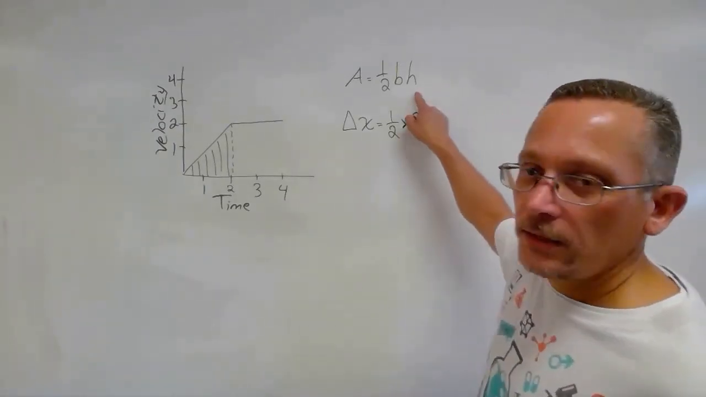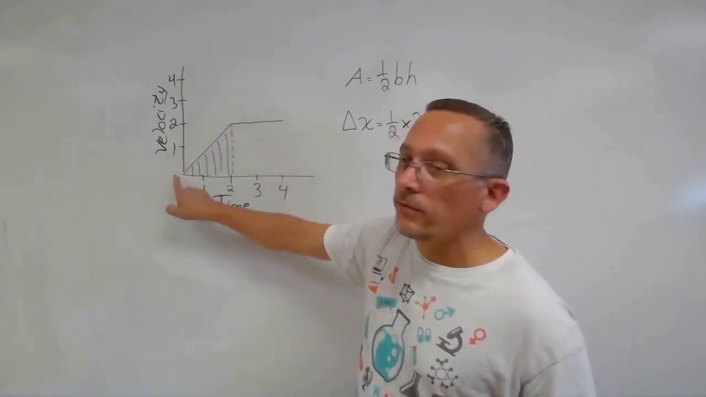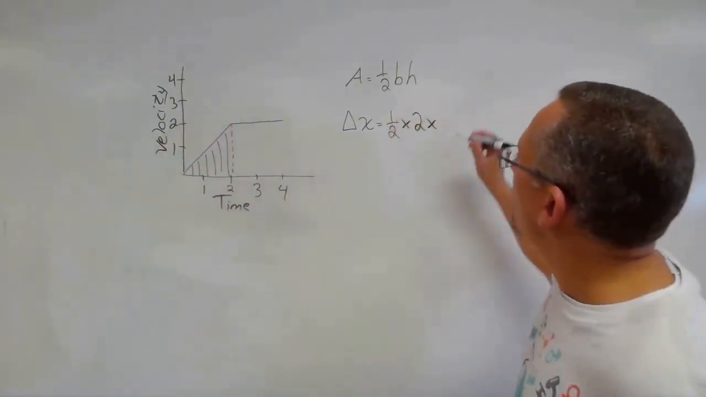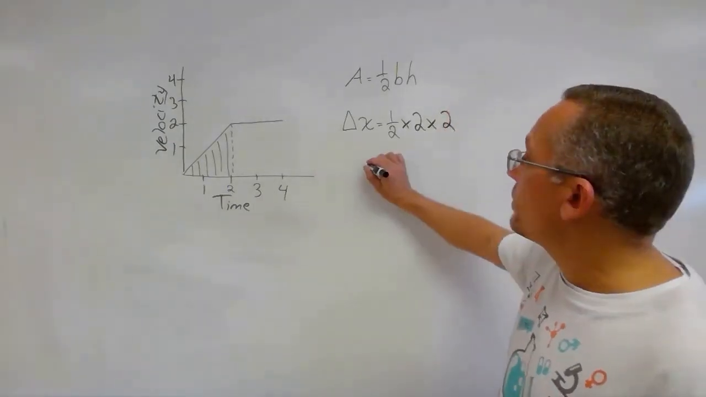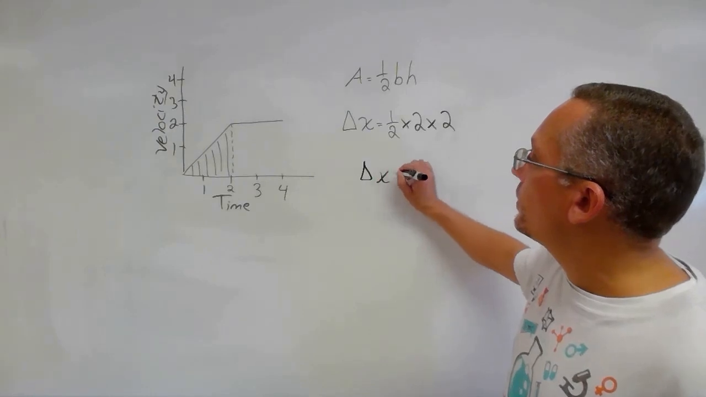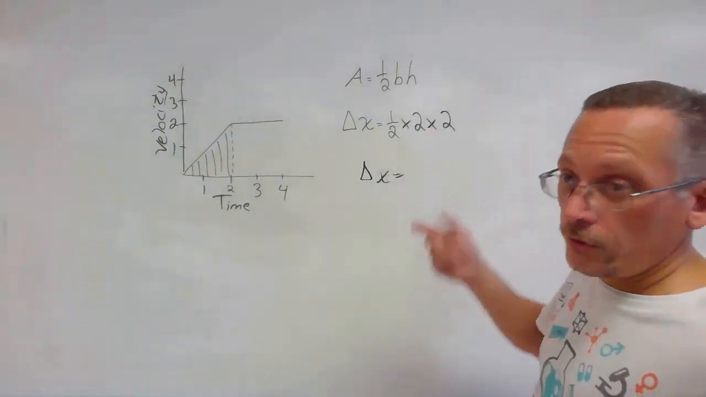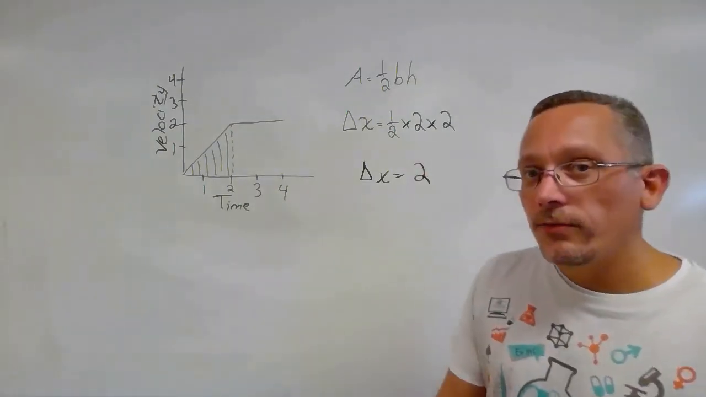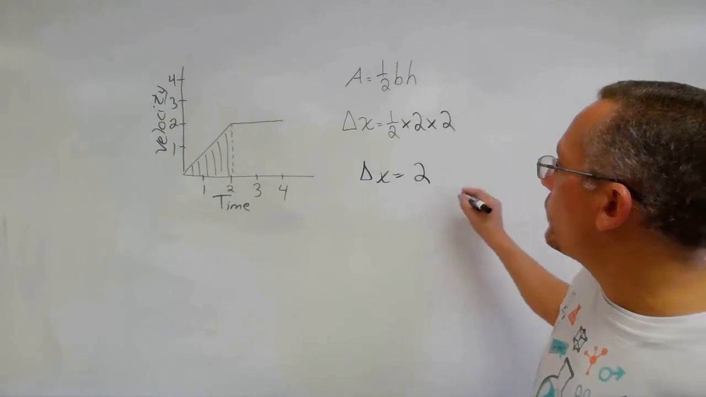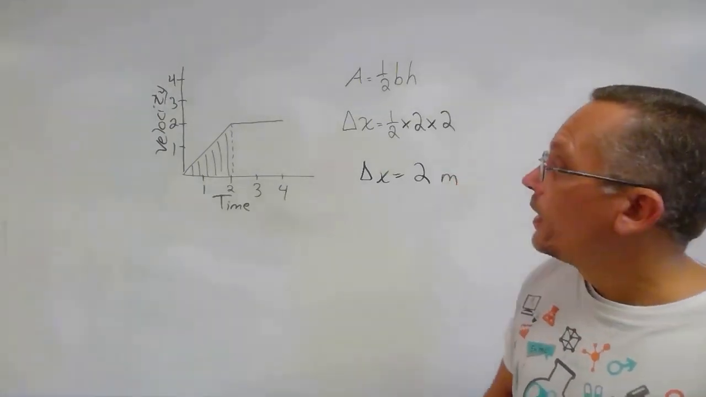And can I figure out the height? See, it goes up to here. It goes up to 2. It goes from 0 to 2. So the height is 2. So if I multiply this, my displacement, 1/2 times 2 is 1, and 1 times 2 is 2. So at that point, how far is my object from where it started? Displacement is measured in meters. So 2 meters from where it started.